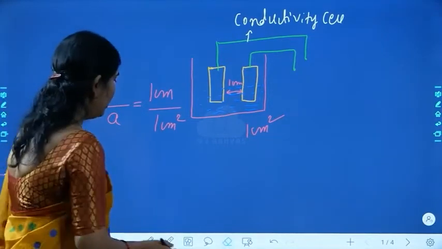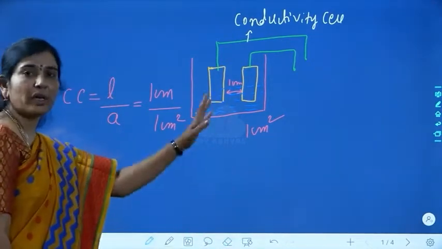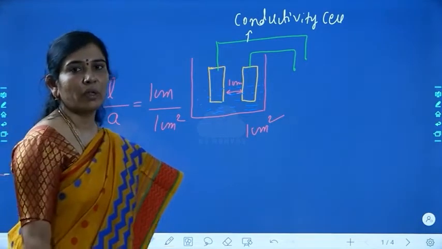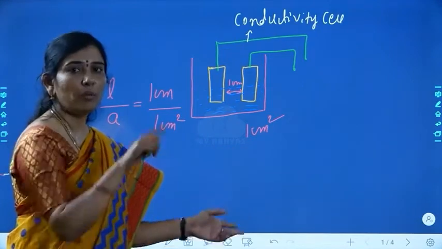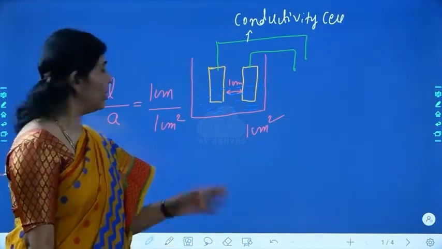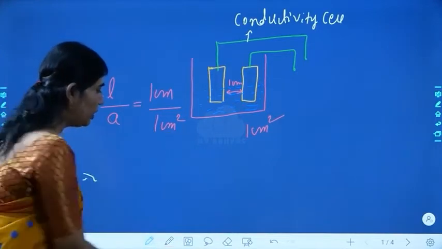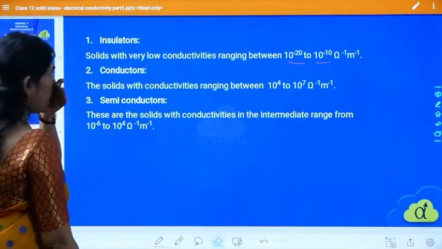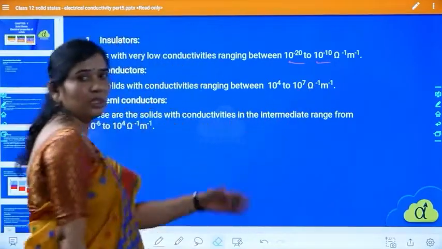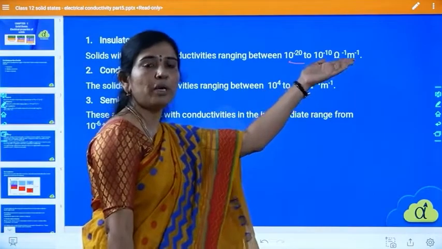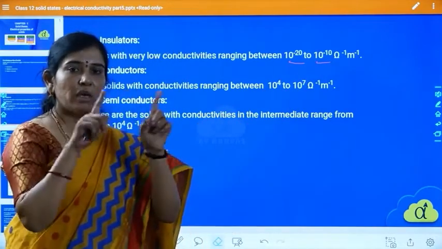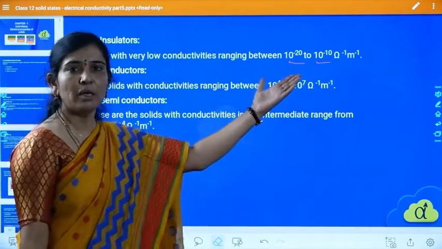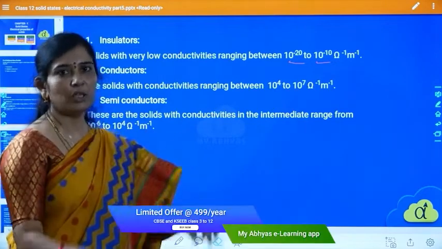Okay, what is the unit for conductivity? Conductance is the reciprocal of resistance. For resistance, the unit is ohm. So for conductivity it is ohm inverse, because it is the specific conductance per centimeter. So what is the unit for conductance? It is per ohm per meter or per ohm per centimeter. If the distance is 1 meter, then we call it per meter. If the distance is 1 centimeter, then it will be per centimeter.